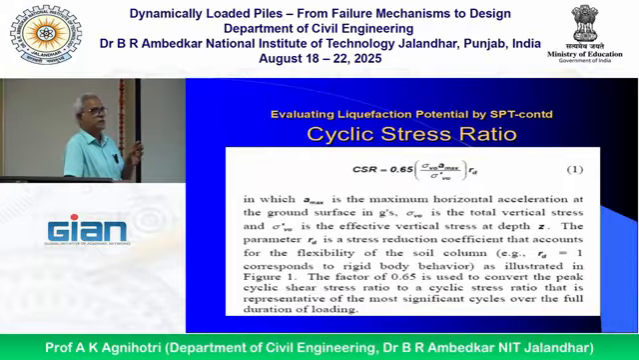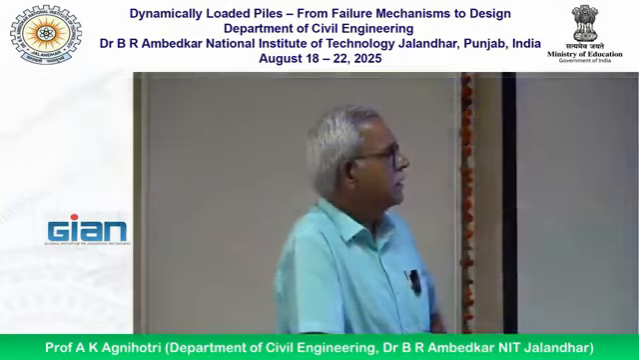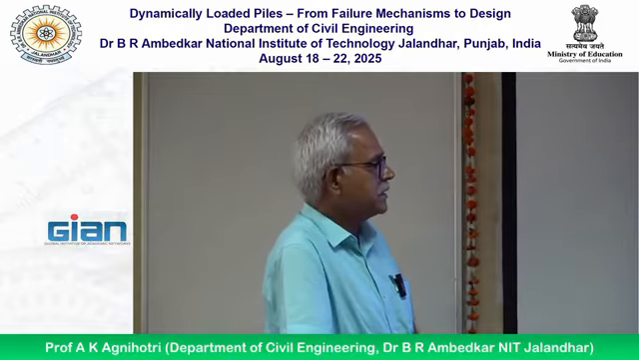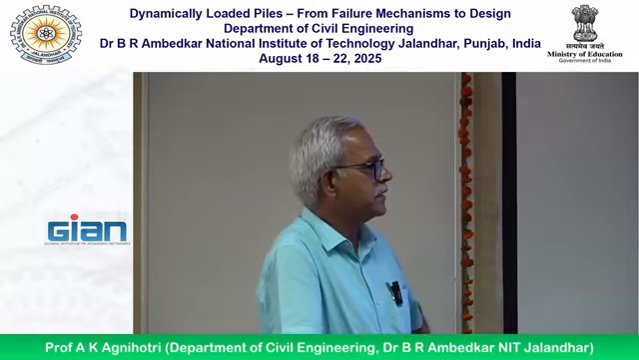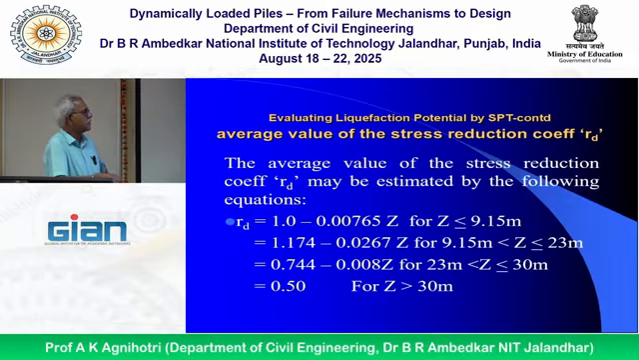A max, if the earthquake is 0.3 g, we will take A max equal to 0.3. Okay. Then the stress reduction factor rd we can take from these equations. We can calculate it: if z is less than or equal to 9.15, then use this equation. If it is between 9.15 and 23, then this is the equation, and so on. Like this we will calculate rd.